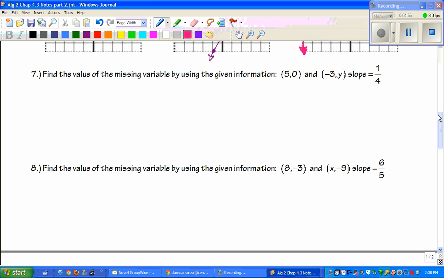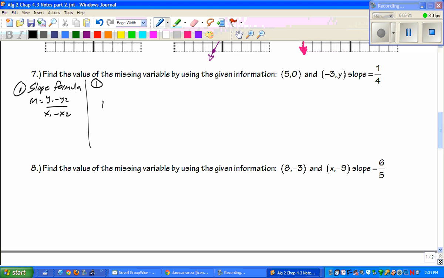It says find the value of the missing variable by using the given information. We've got our point 5 comma 0 and negative 3 comma y, and our slope is 1/4. So 2 steps for this. First step is to use the slope formula. And in case you forgot it, y1 minus y2 over x1 minus x2.